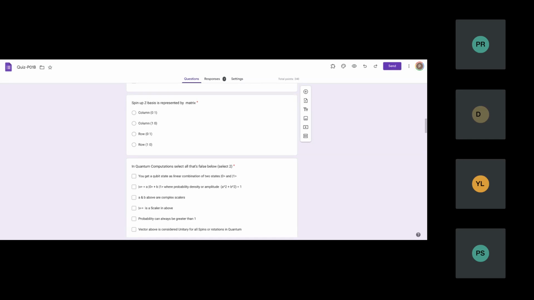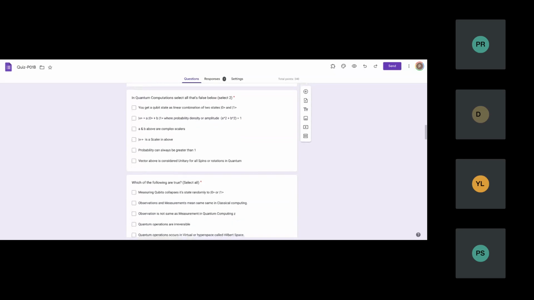Spin up Z basis is represented by matrix. Column one, zero. That's correct. So that means the second one. If it was spin down, then you could have done the first one. And a row is not possible; row is not the one which is representative of that. So number 2 is right.